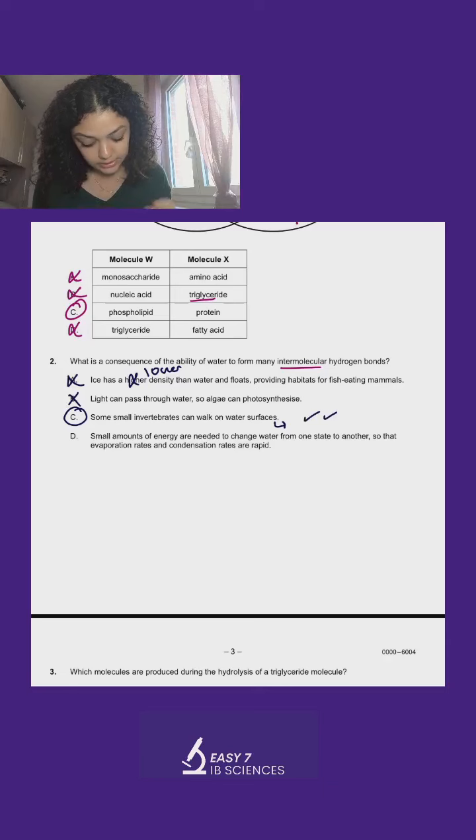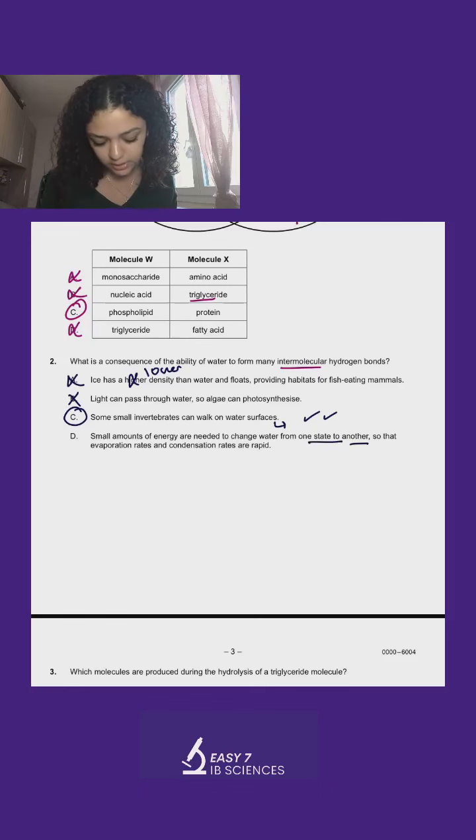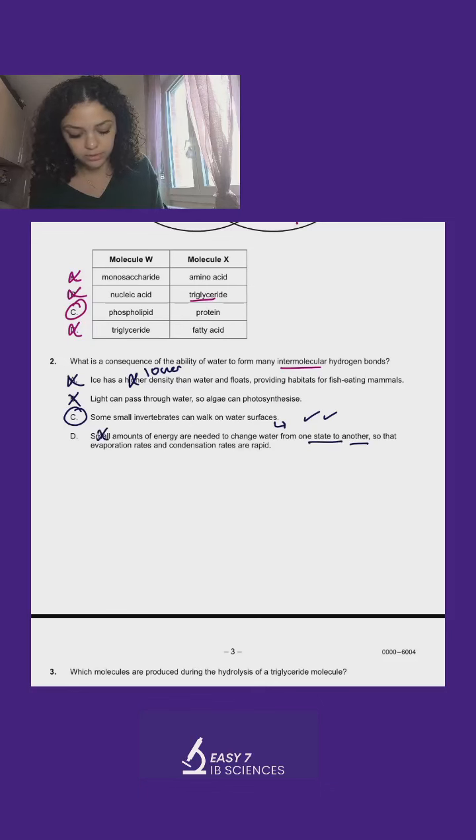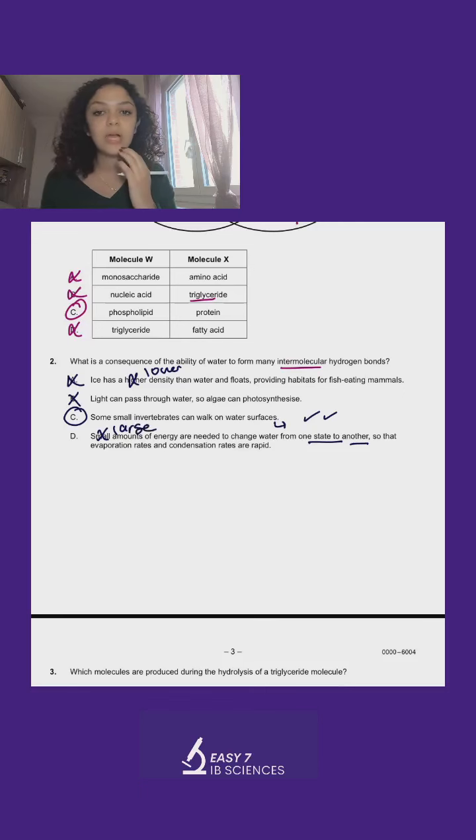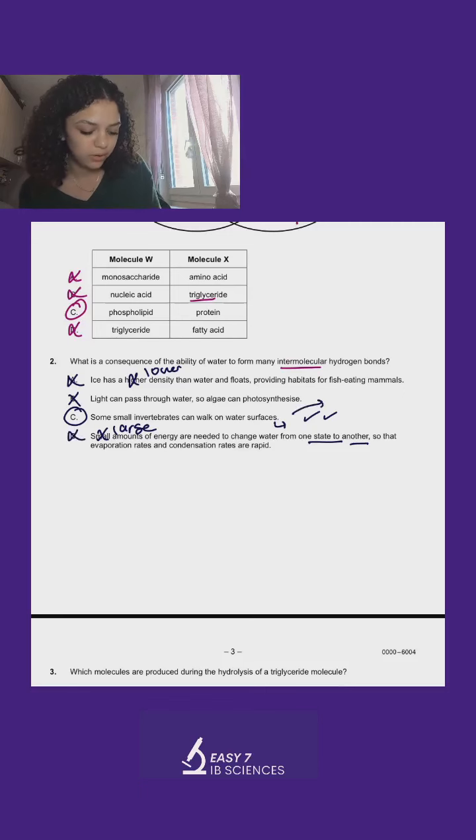So let's read D just to double check. It says small amounts of energy are needed to change water from one state to another so that evaporation rates and condensation rates are rapid. It's not small amounts of energy, it's large amounts of energy. Remember, water has high latent heat of vaporization and high specific heat capacity. Very good, guys. You guys are saying cohesion and adhesion. Perfect. And that's why we know our answer cannot be B. Yeah, so cohesion and adhesion are the properties that hydrogen bonds allow us to have, and that's why invertebrates can walk on water surfaces.